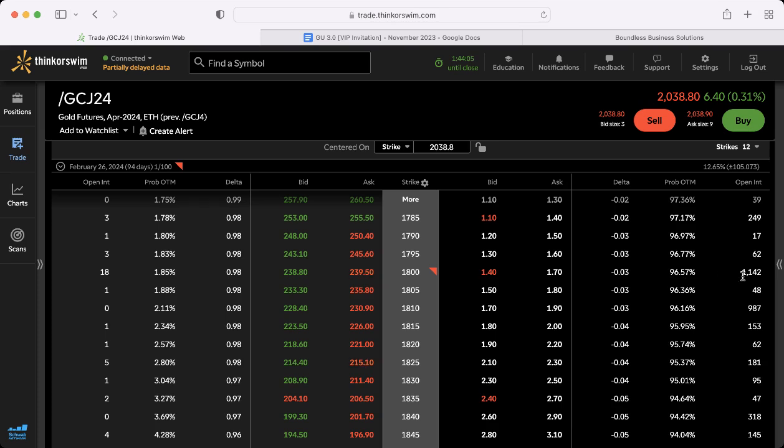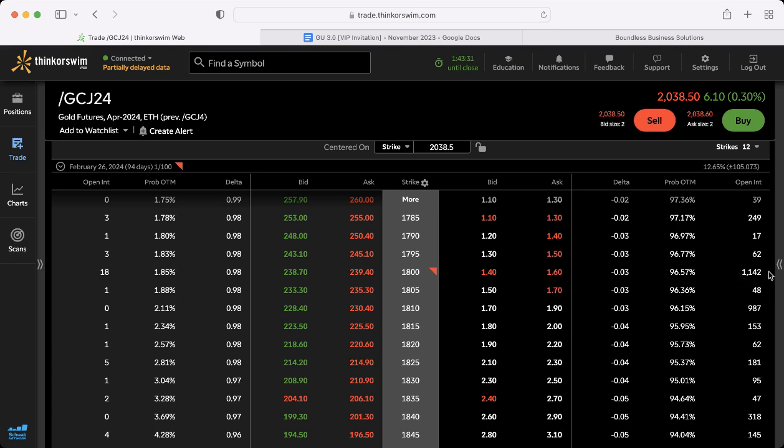The last one we want to look at, and we want to make sure that it's a fairly good size number, is this open interest column. We're looking at 1,142 in open interest on the 1880 puts. So there's 1,142 open option contracts on that strike price. So that means there's 1,142 buyers and 1,142 sellers out there that have that contract.